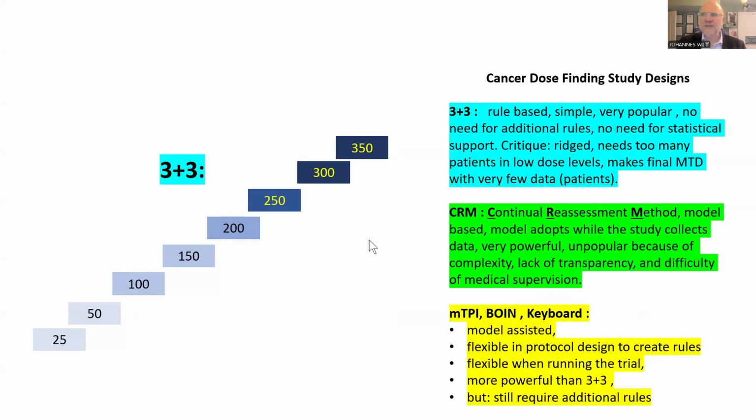Why would anybody change from 3+3 to something else? 3+3 is well established. There is another video where I explain 3+3, and it should be very clear to any medical director. But it has its weaknesses. Among the weaknesses was that the number of patients enrolled in the lower cohorts that are not effective is too high, and the number of patients in the final cohort that is finally taken as maximal tolerated dose is too small, so that relatively little is known about the final dose.